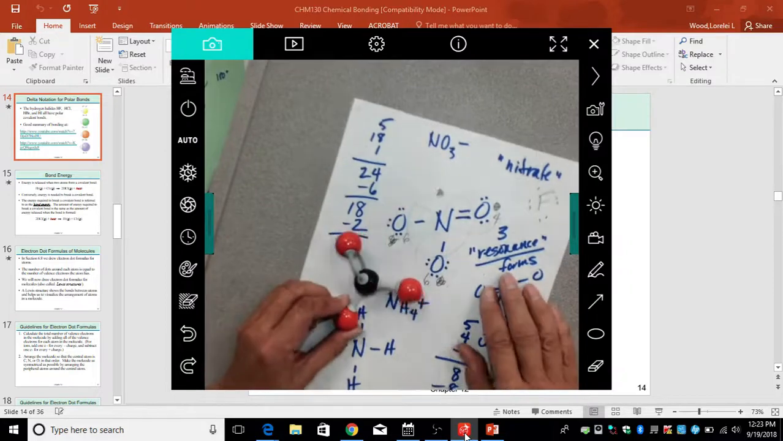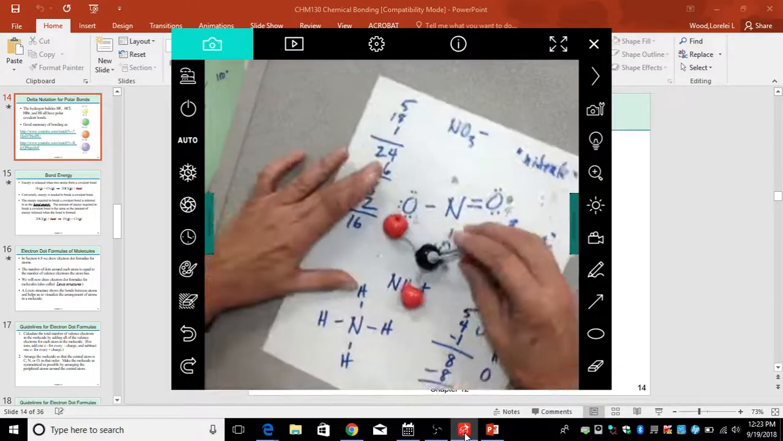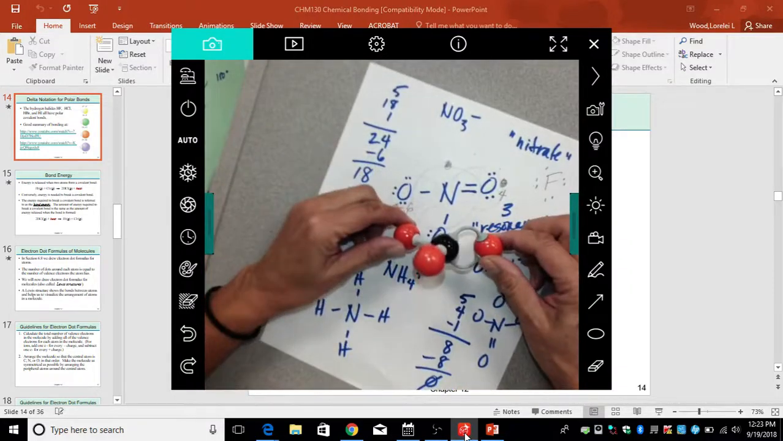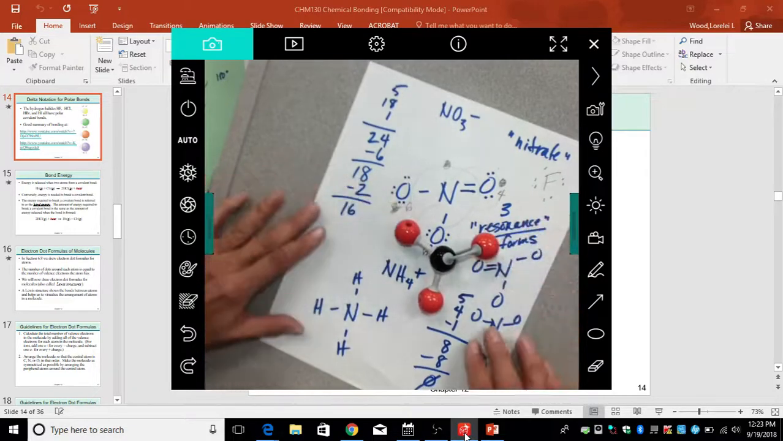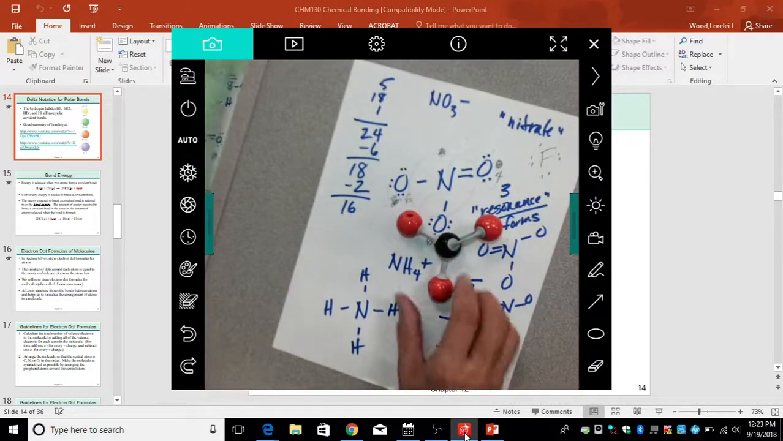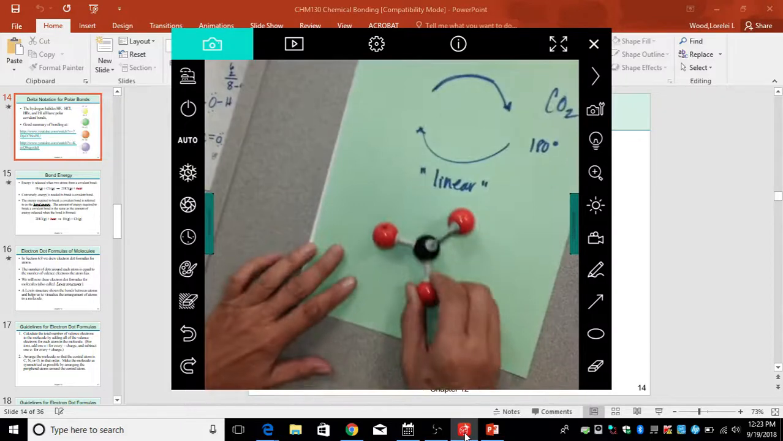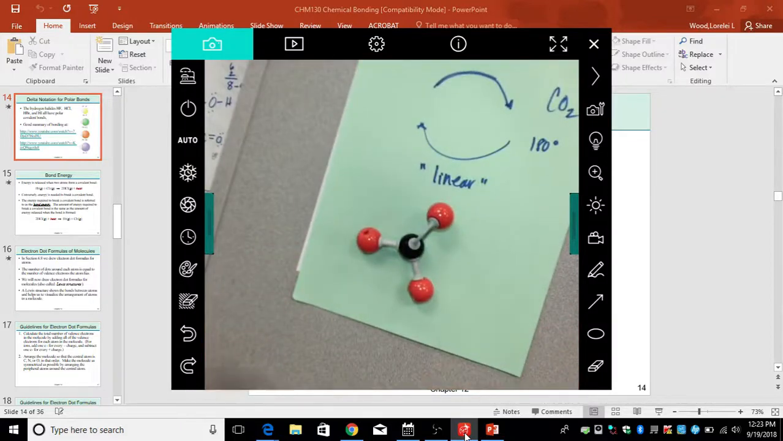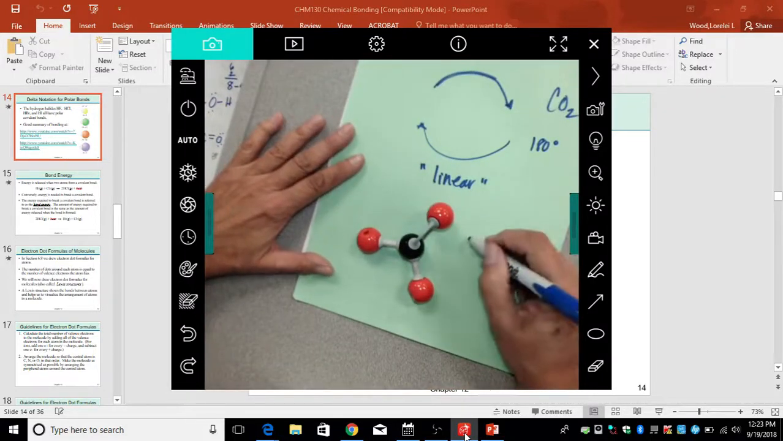All right, this is NO3. So there's my double bond. See the double bond that I made? And the geometry on this molecule is a little bit different. This geometry we call trigonal planar.